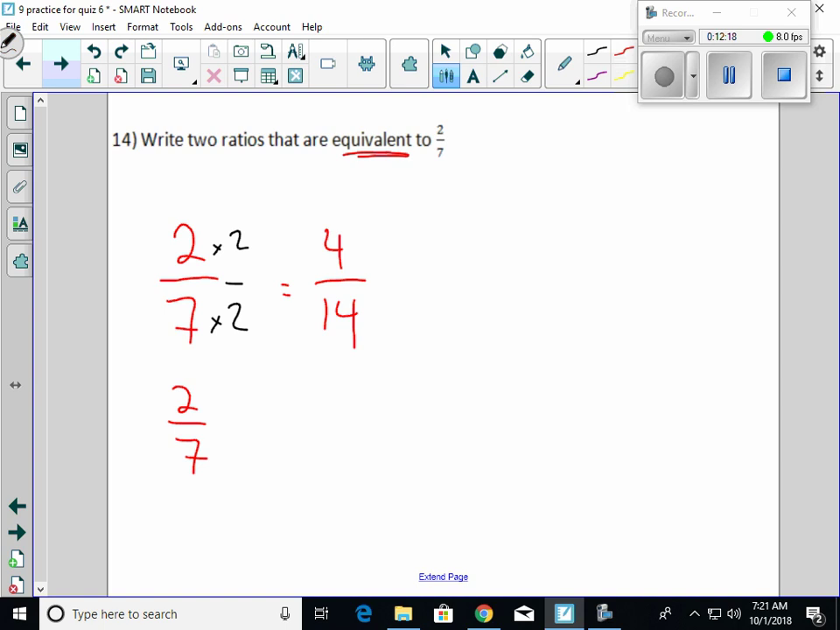You can multiply by 3 over 3. You can multiply by anything as long as the number on top and bottom that you're multiplying is the same. 3 divided by 3, this is really multiplying by 1. 2 times 3 is 6. 7 times 3 is 21. So there are a lot of answers here. You could have multiplied by 4 over 4 or 5 over 5.